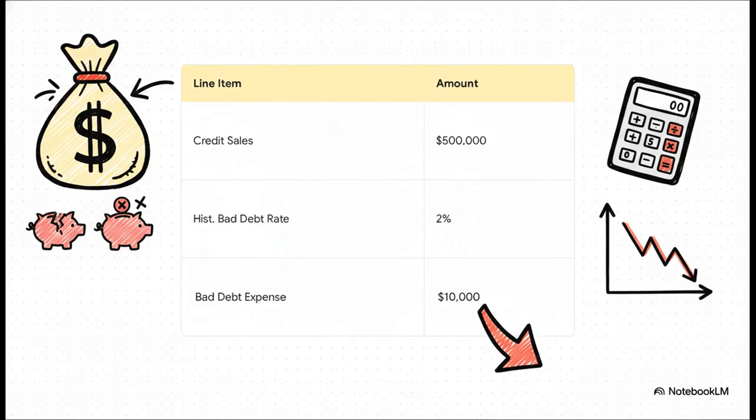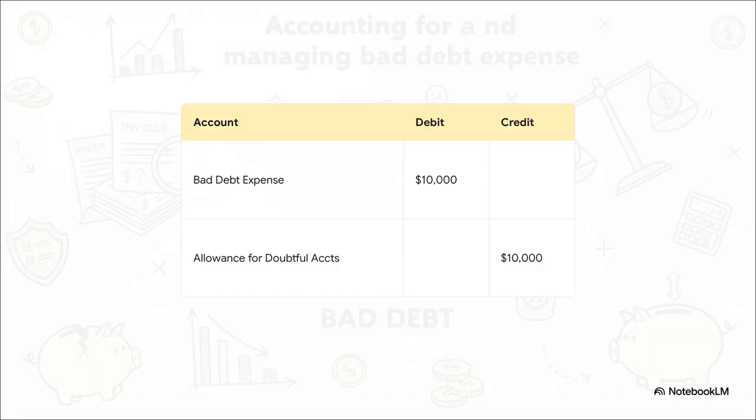This is the number that's going to show up on our income statement as an expense, and it will reduce our reported profit. And this slide shows you the journal entry, the actual mechanics of how this gets recorded in the accounting system. We debit bad debt expense for $10,000.